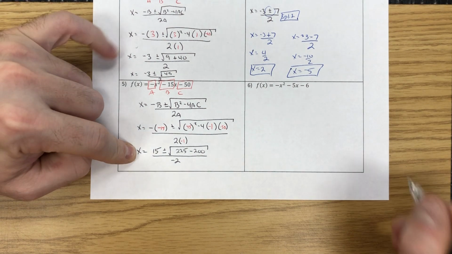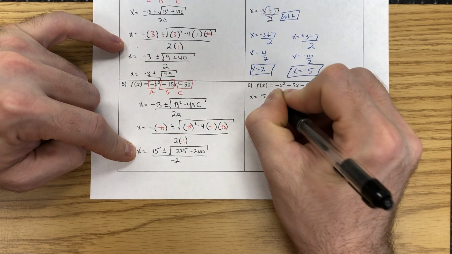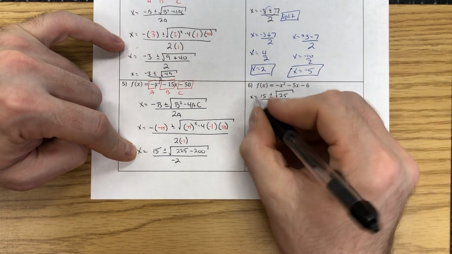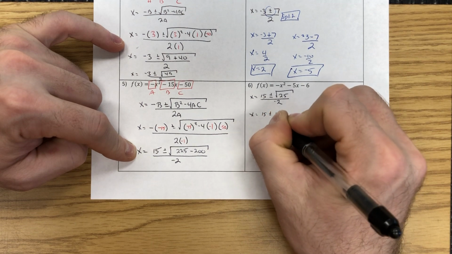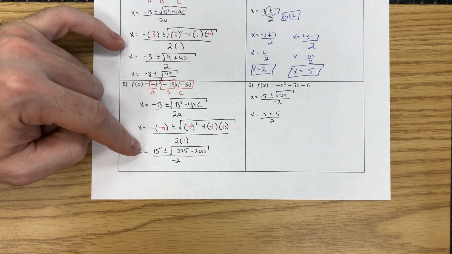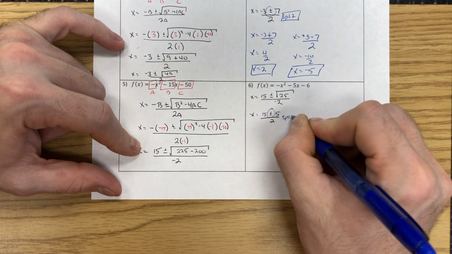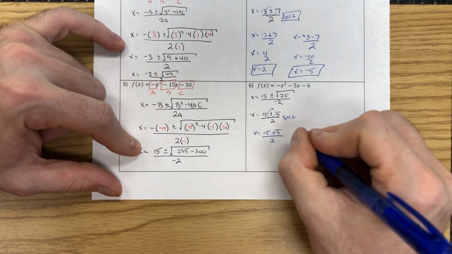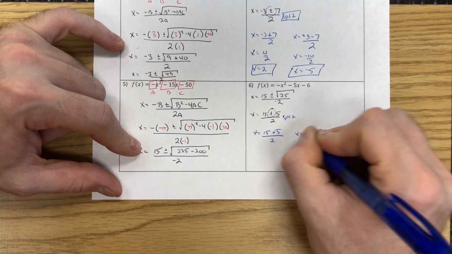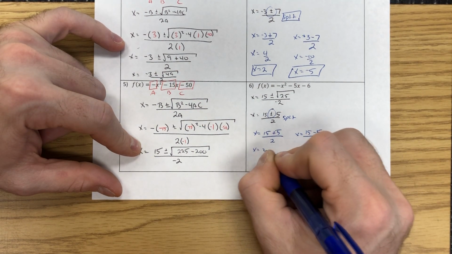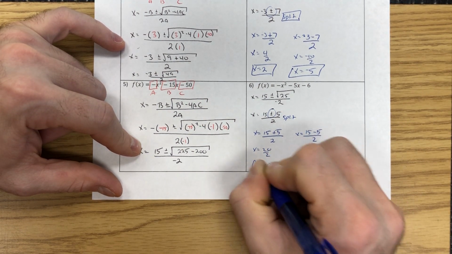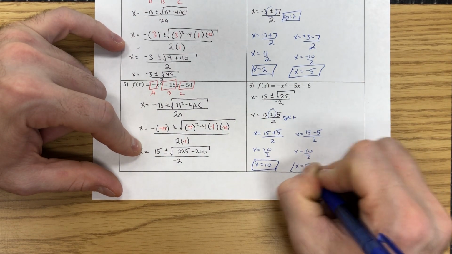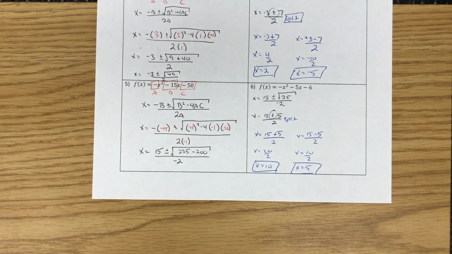Cool. So then I'm going to say, okay, x is 15 plus or minus the square root of 25. And that's going to give me 15 plus or minus 5 all over 2. At this point, I'm going to go ahead and split. I'm going to find the distance to the right by adding it. I'm going to find the distance to the left by subtracting it. There we go. So how'd you do?